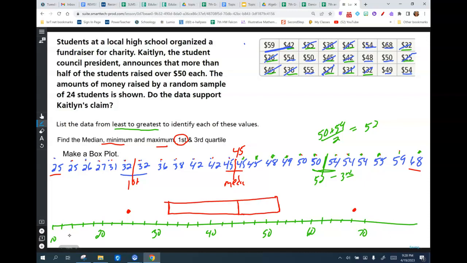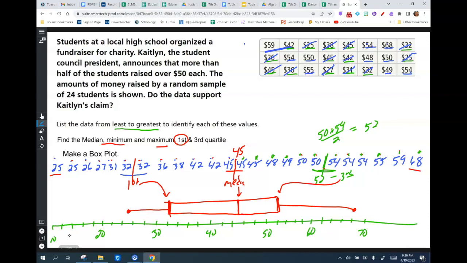And my whiskers go from my minimum to my box. And my median is not in the middle of the box. It usually isn't. It's going to skew one way or the other, which means it's going to be towards one end or the other. So this is my first quartile. This is my third quartile. This is my median. And you can see from 32 to 52 is where your box is. That's your middle 50% of your data. Okay? And then everything else is just kind of out here.